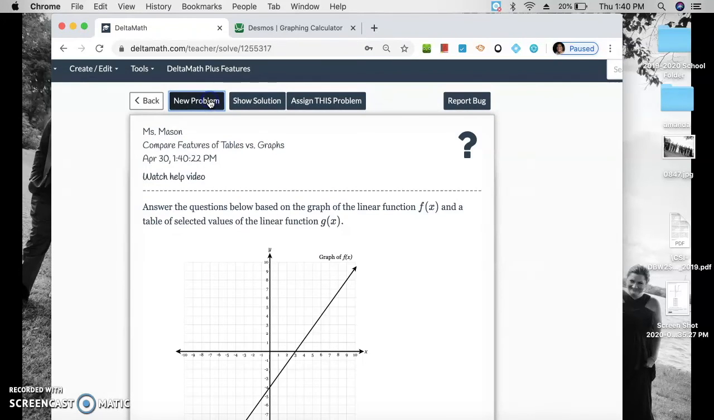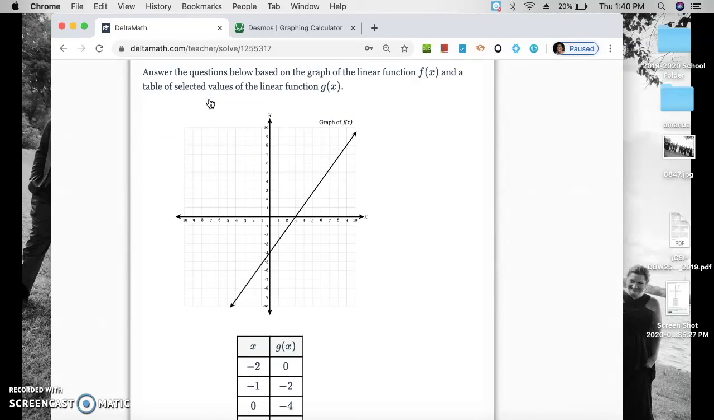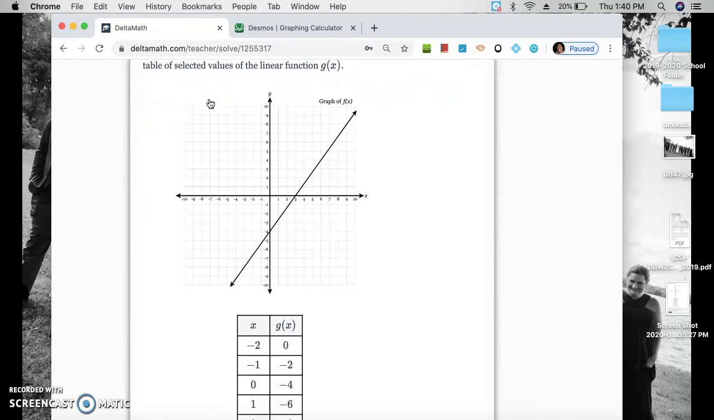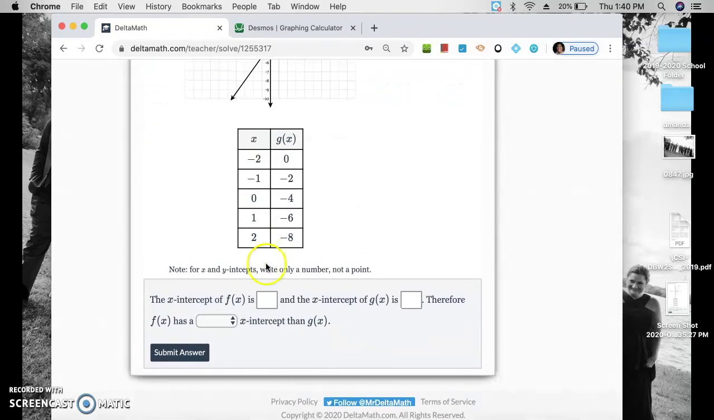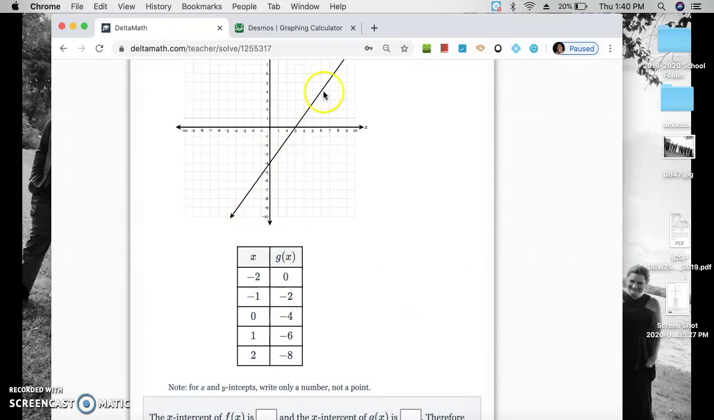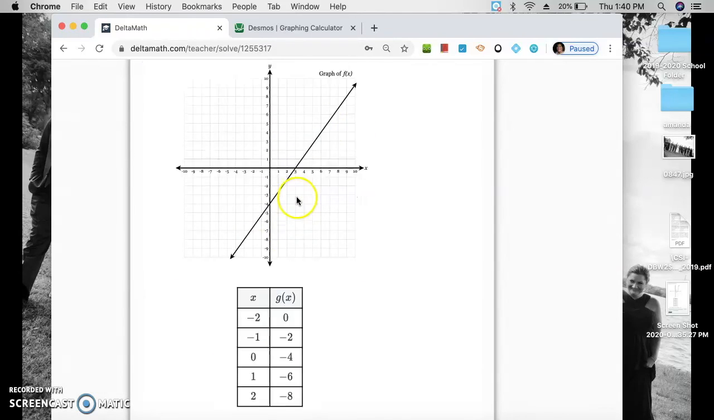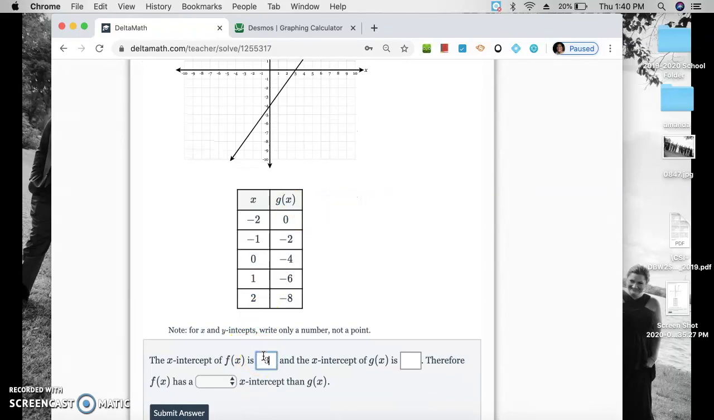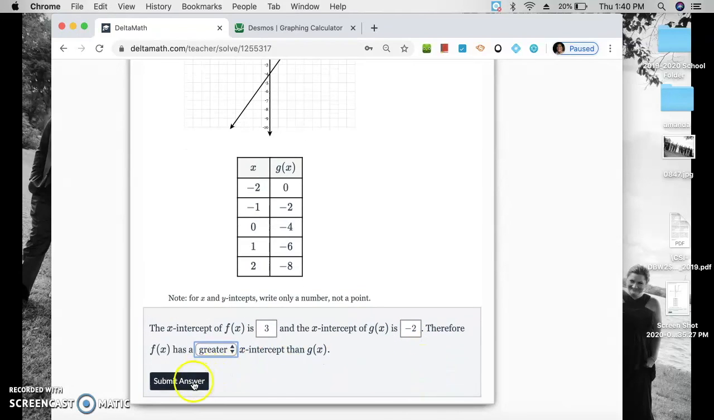Let's see if they give me any more. Okay. These ones are just talking about linear functions, f of x and g of x. Talking about the x-intercept, so we look at our x-intercept of f of x, which is this top one here, is 3. And the x-intercept of g of x, so when our y is 0, since we're looking for our x-intercept, is negative 2. Therefore, f of x has a greater x-intercept, since 3 is bigger than negative 2.